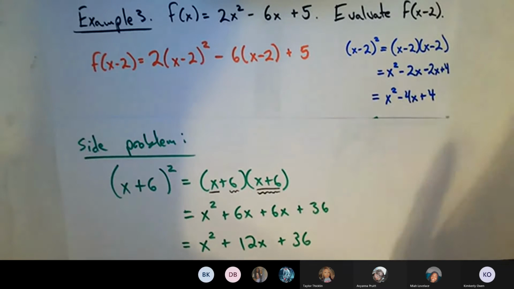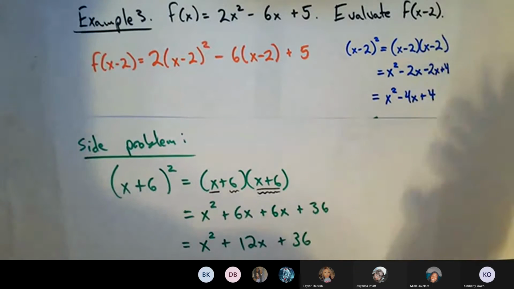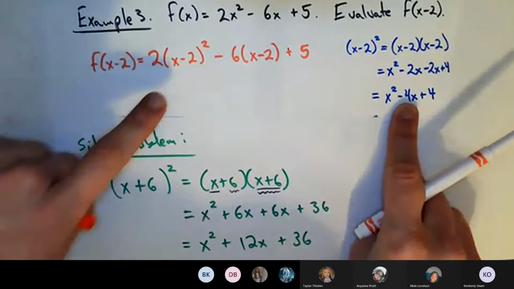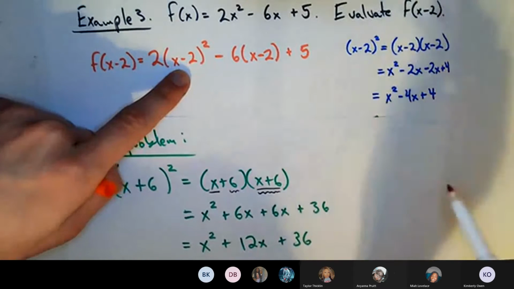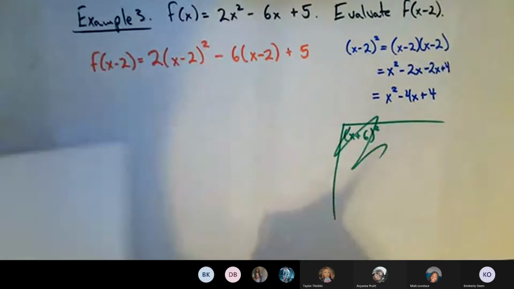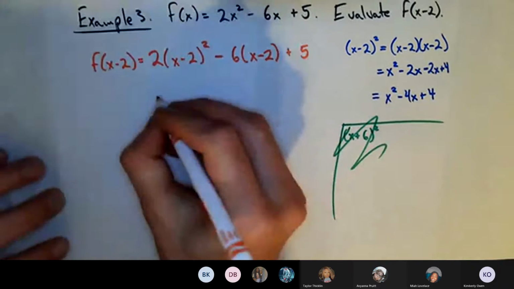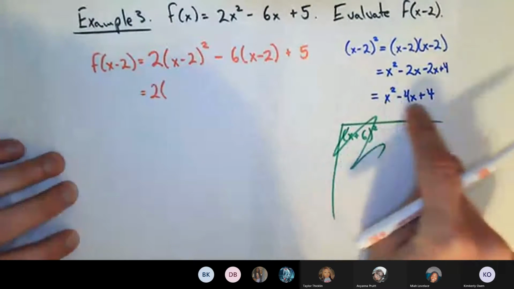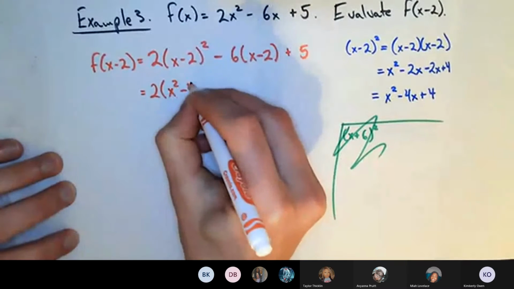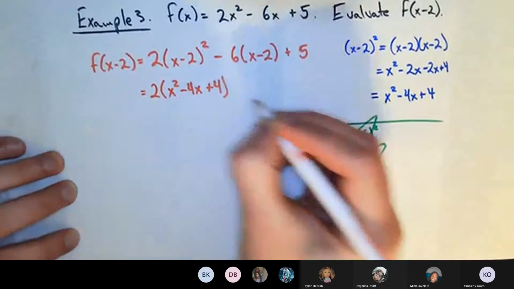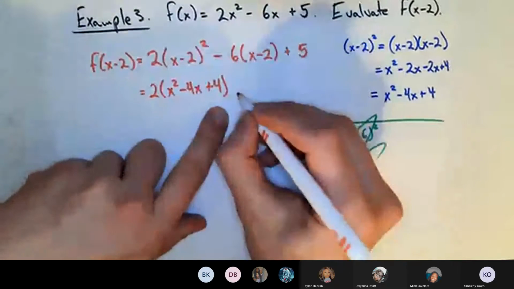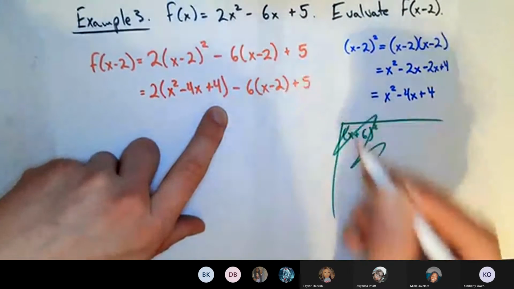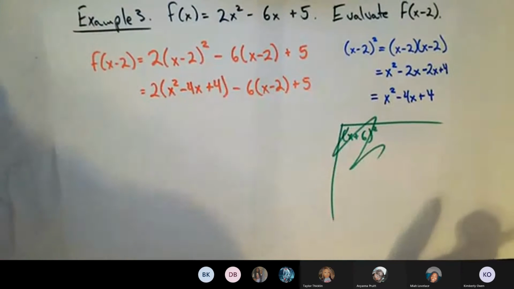And by the way, this is where I'm coming back to organization. Where does this go over here? Well, this is supposed to be this thing, right? So I'm going to go ahead and get rid of this now. I'm going to have 2 times all of that, x squared minus 4x plus 4. Okay, that's that whole thing all done. And then minus 6 times, I'm just going to copy the rest of that. I'm not going to do any more steps at once. So there we go.